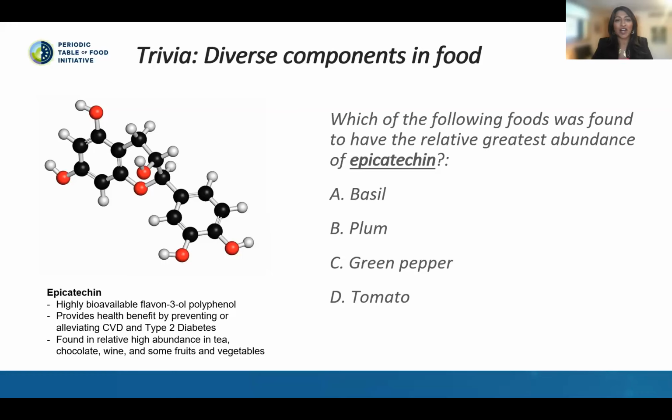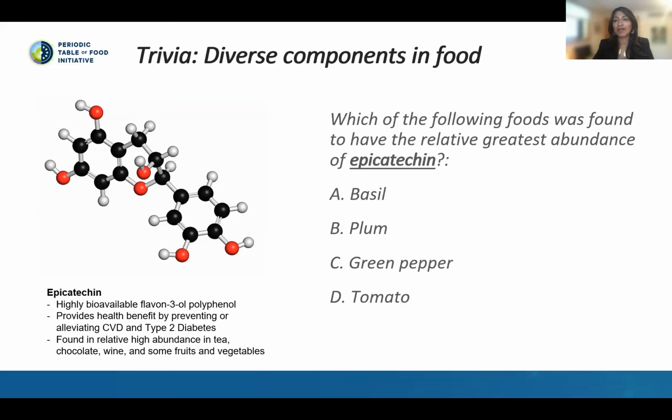We are going to start off with a trivia question. Food, as we'll hear about today, has a diverse range of components. One of those many components that are recognized for their health attributes is a phytochemical or a specialized metabolite known as epicatechin, something that I value being a researcher who's long looked at tea. This is a bioavailable component found in tea.